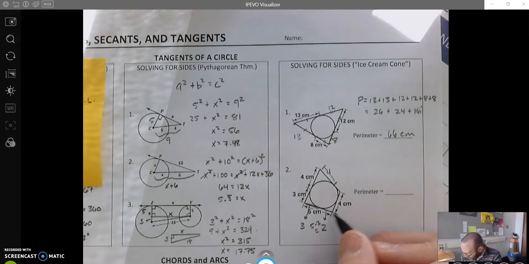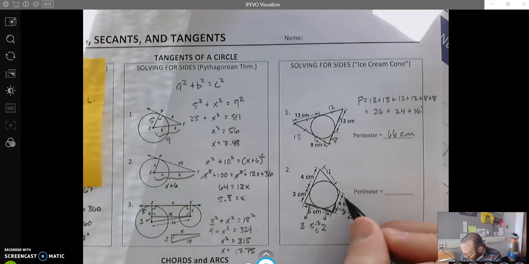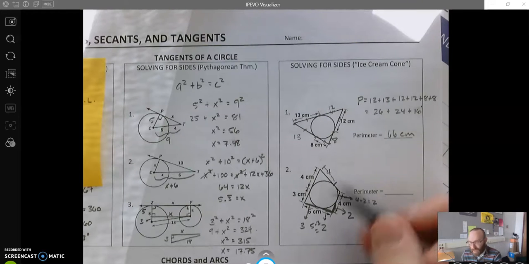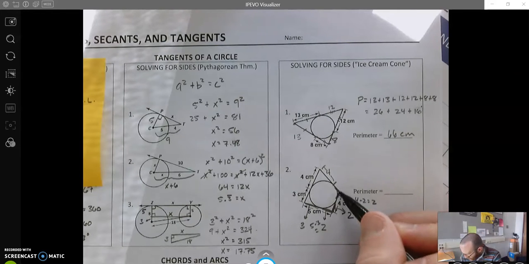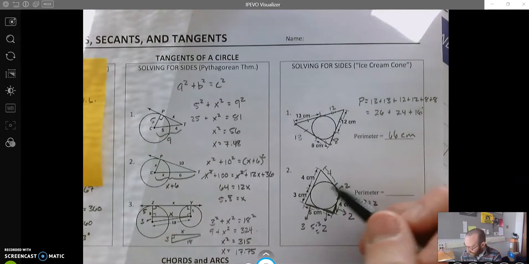As I work my way around, if that's 2, that means this part is 2. This and this have to be the same. Since the whole thing is 4, that means 4 minus 2 is 2 for this part. Here and here must be congruent, so that's 2 as well. And so we can split up those whole sides. These ones are a little more confusing, so if you get stuck here, make sure you come into class and ask about these. We'll have time to go over them.